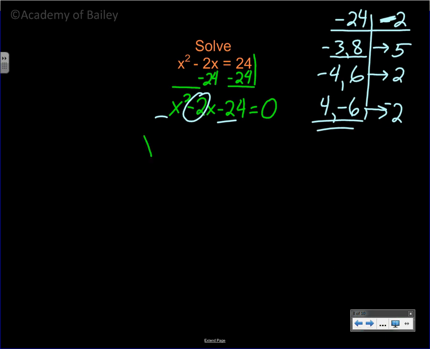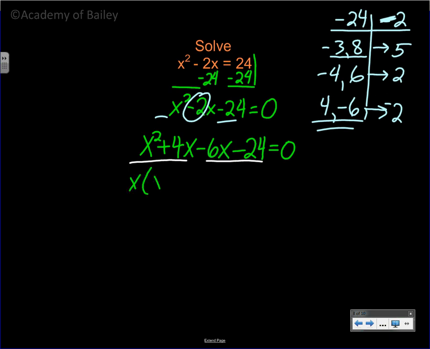So let's split that up. We have x squared plus 4x minus 6x minus 24, and that's equal to 0. You want to factor out an x, and you're left with x plus 4. For the one on the right, you want to factor out a negative 6, and you're left with x plus 4. That's equal to 0.